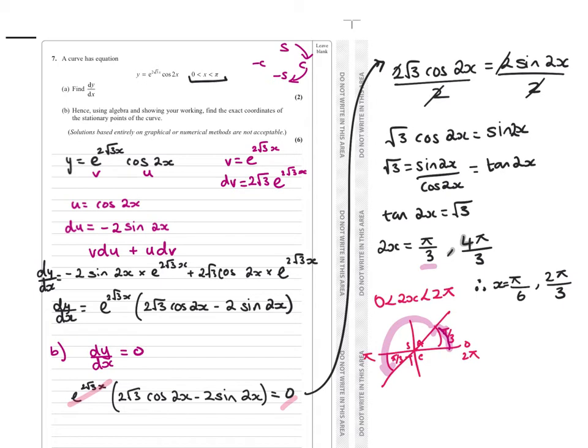It clearly says solutions based entirely on graphical or numerical methods are not acceptable. Okay? They're not saying you have to use the CAST diagram, but they want to know that you are finding all of the exact values.